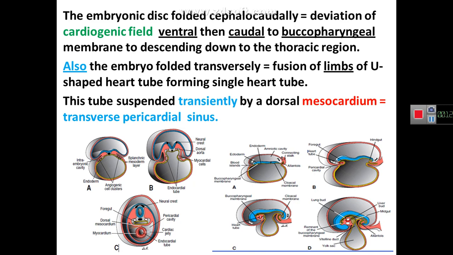of serous pericardium. And also this figure shows clearly that this single heart tube is suspended to the roof of the pericardial cavity by a mesentery, which is called dorsal mesocardium. And this mesentery surely will disappear after later stages of development. And the position of the dorsal mesocardium will be the so-called transverse pericardial sinus, one of the sinuses of the serous pericardium.